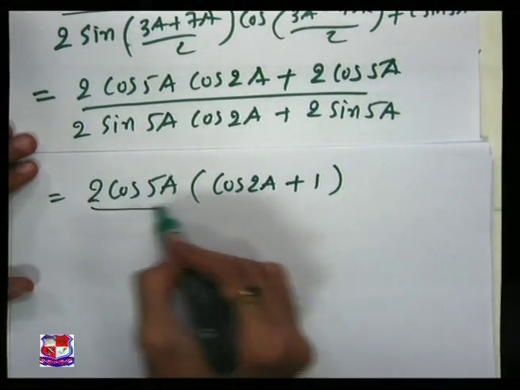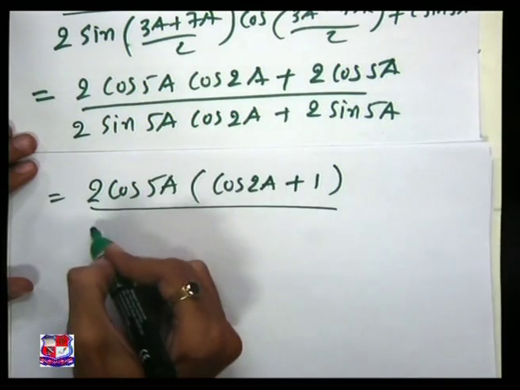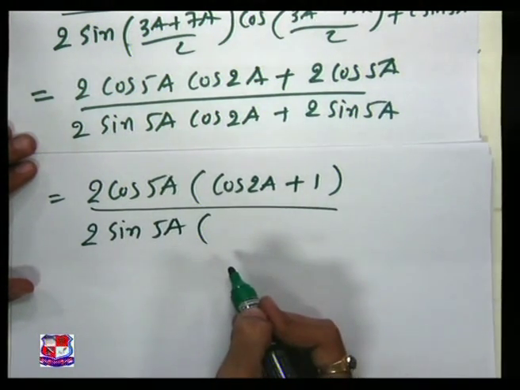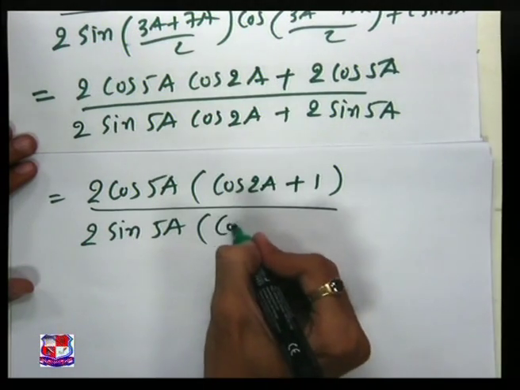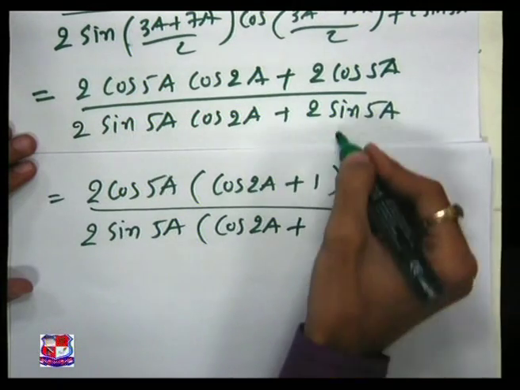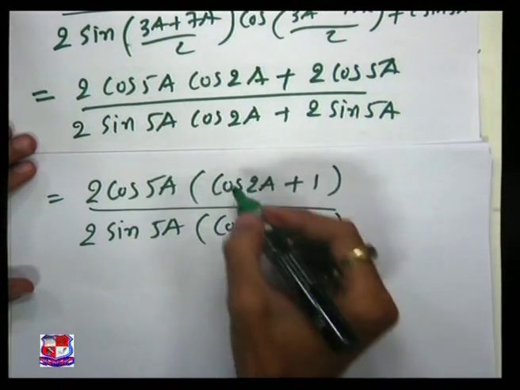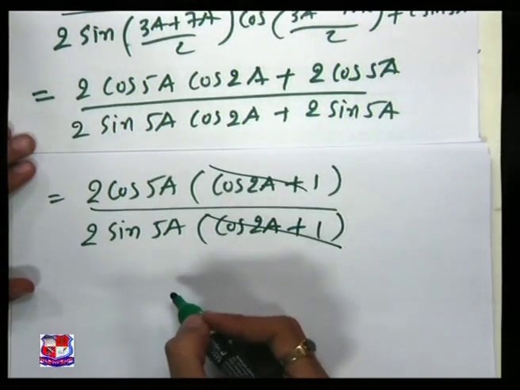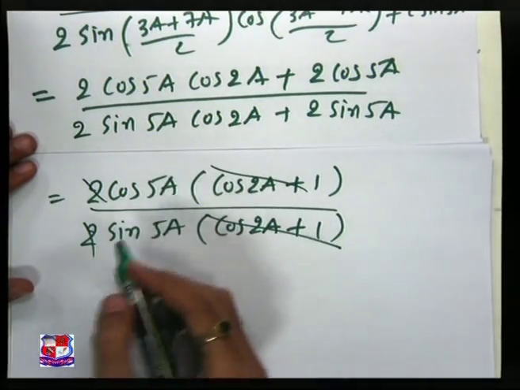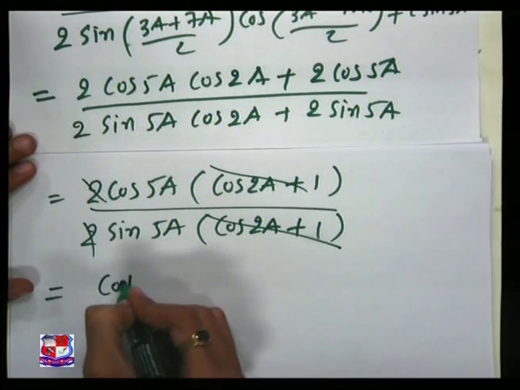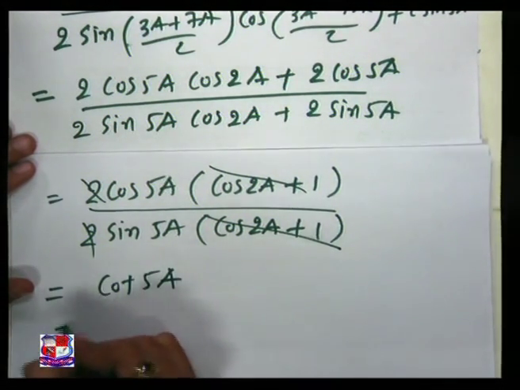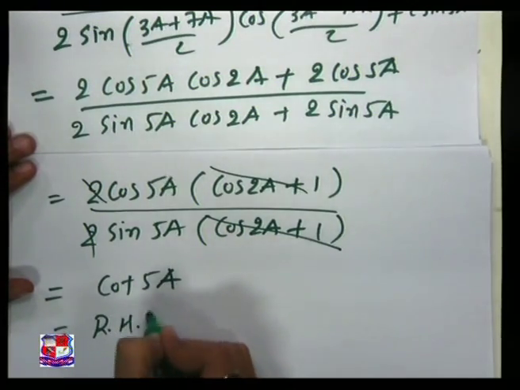And for the denominator side, if I take 2 sin πa common, then I will get here cos 2a plus, from here that is 1. So this will be cancelled, 2 will be cancelled, cos πa upon sin πa, that is cot πa. So this is our right hand side, what we need to prove.